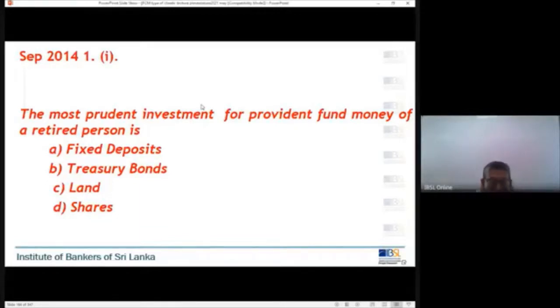But here no treasury bills, right? What is the correct answer? Treasury bonds. Treasury bonds. Clear now? You understood, no? Right, good.